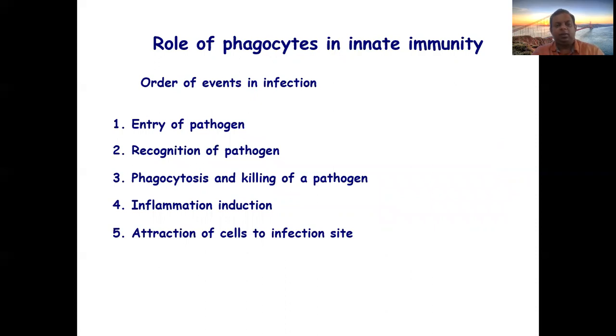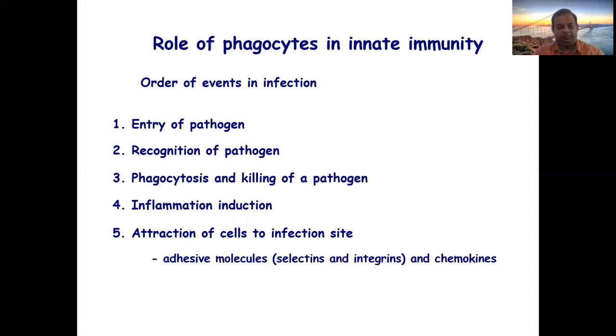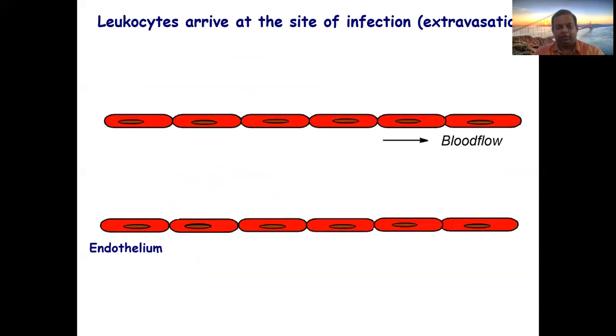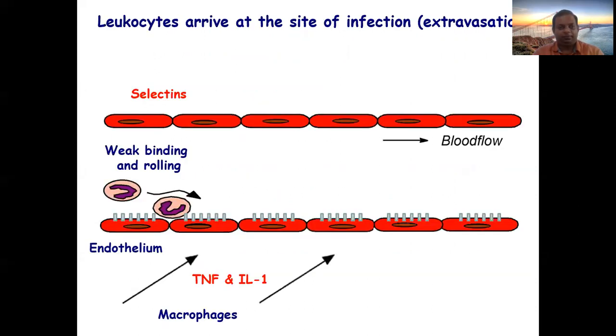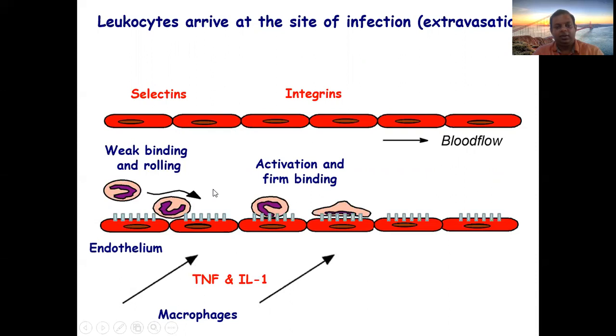Once it sequentially goes, now it leads to attraction of cells to the infected site for action. For that, there are adhesive molecules like selectins, integrins, and chemokines. Let's look at how it happens. Once the inflammatory process is going on with the presence of pro-inflammatory cytokines, there are adhesion molecules. But in a normal state, there is weak binding and rolling. When integrins are present, it leads to activation and firm binding of polymorphonuclear leukocytes and macrophages.